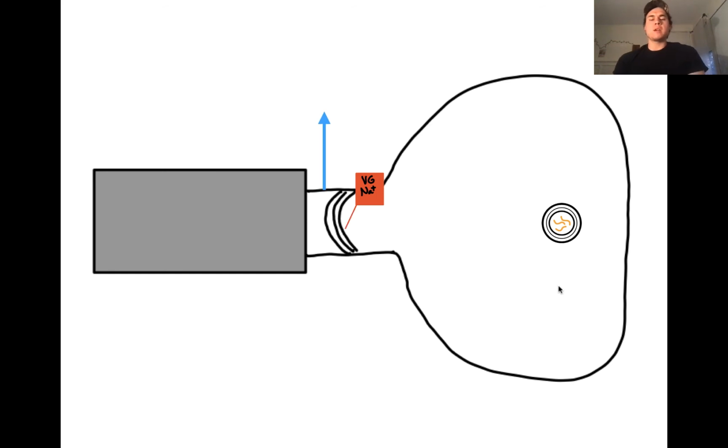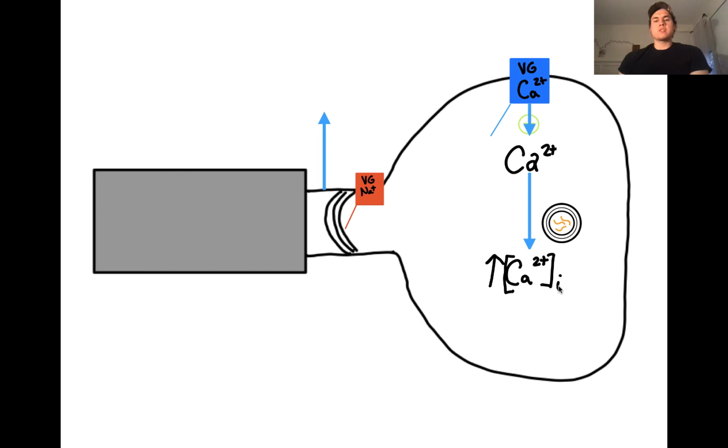voltage-gated sodium channels. The sodium will move into the axon and depolarize the cell membrane. When the cell membrane depolarizes, it will open voltage-gated calcium channels. These channels will allow calcium to flow in, which will increase the intracellular calcium level, which will then facilitate the fusion of the vesicle to the plasma membrane of the synaptic terminal, releasing acetylcholine.